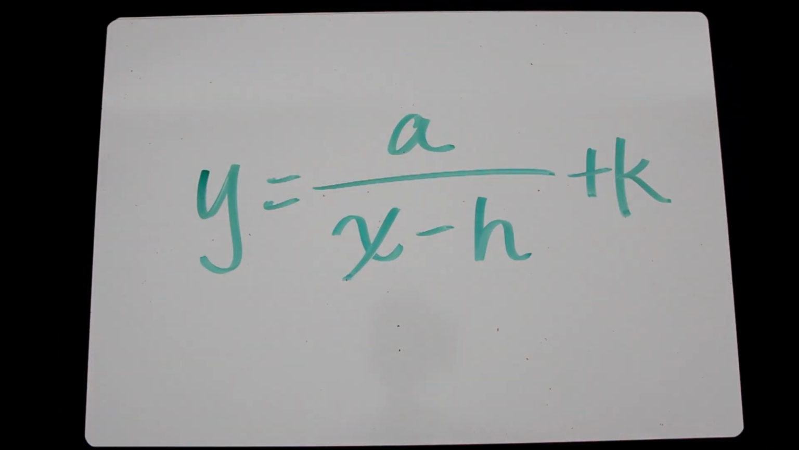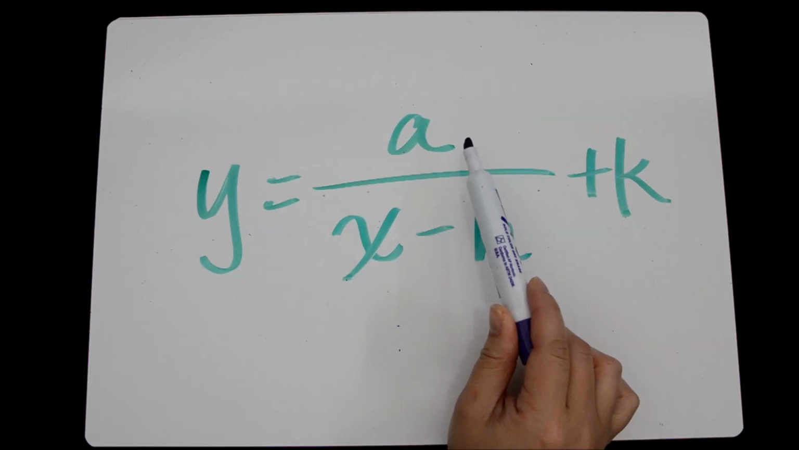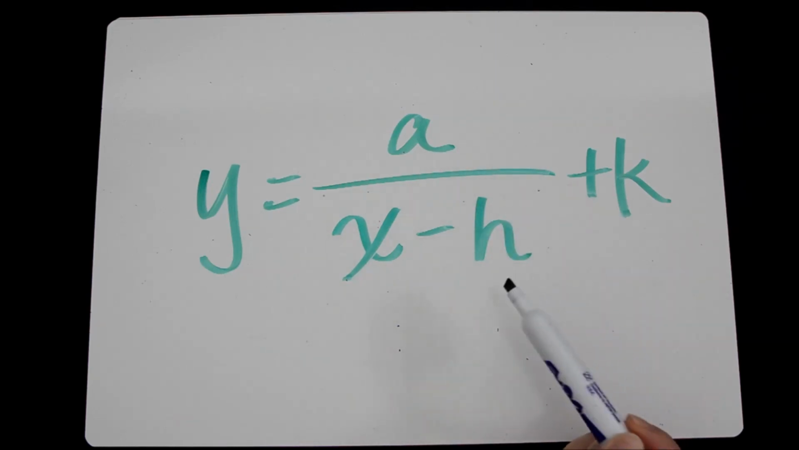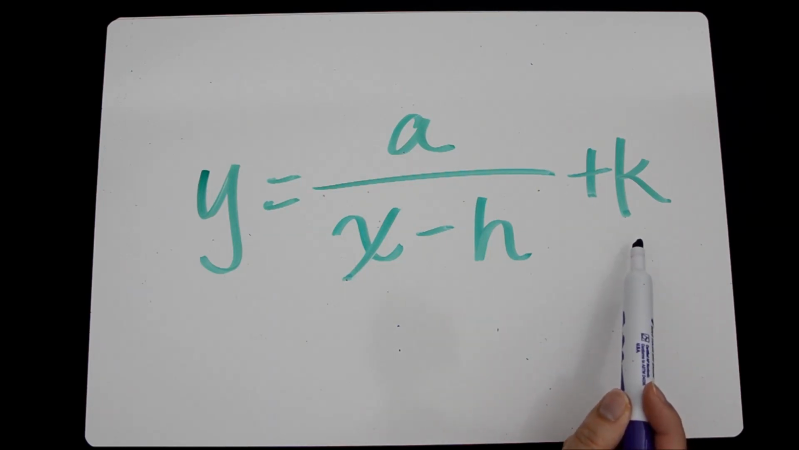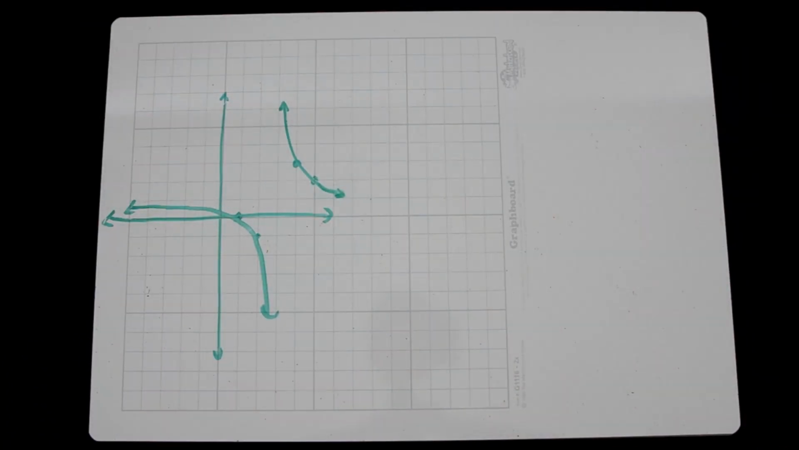So with our transformation function, we know that A will tell us our vertical stretch or compression, H tells us our horizontal translation, which is left or right, and our K value tells us our up or down translation, or vertical translation. This information is going to help us write equations from a graph because we're going to take that information off of a graph and substitute them back in.